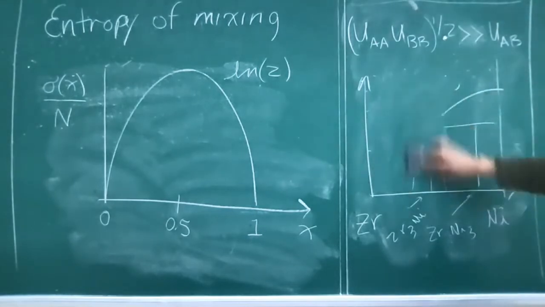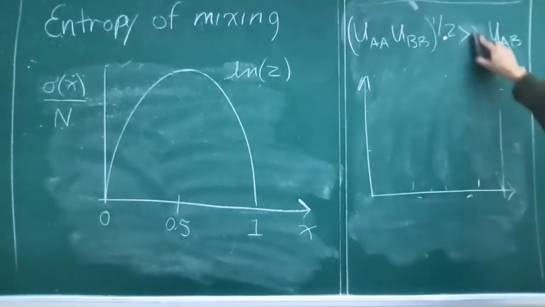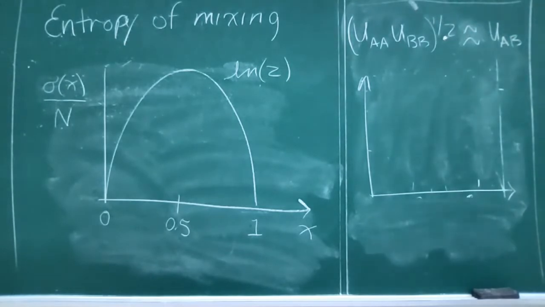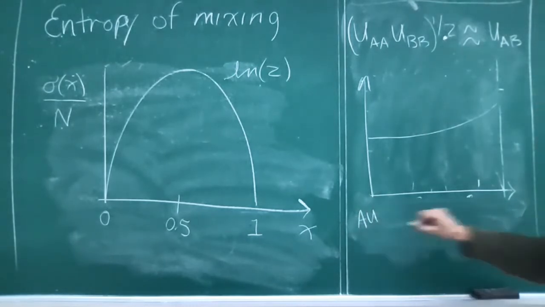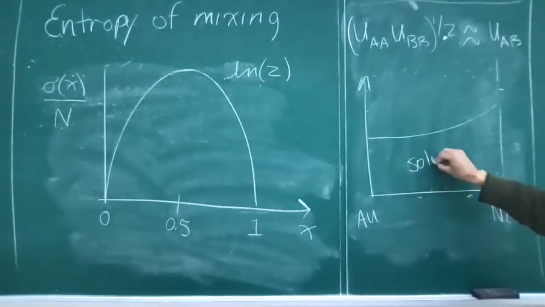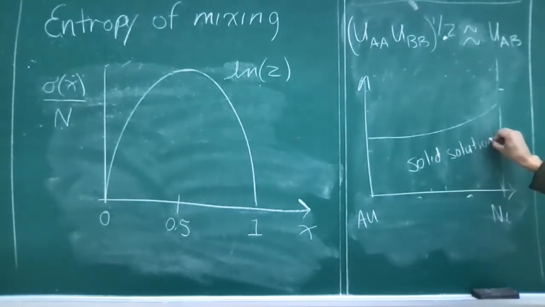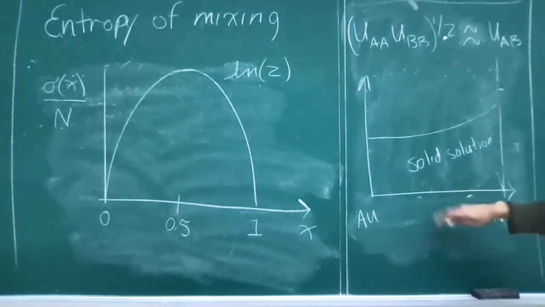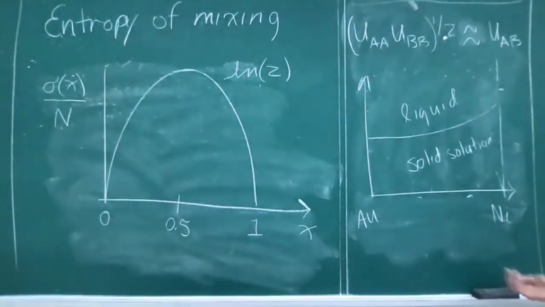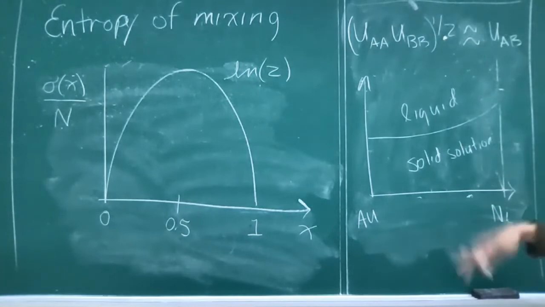And the last case, these are approximately equal. And so the system doesn't have a strong preference for either segregation or ordering. An example of this is gold nickel. So at low temperatures, they're going to form solid solution through the whole composition range. And up here at this temperature is just liquid. So there's not a strong preference for ordering or segregation, so you can arrange them completely randomly. So those are the three cases.